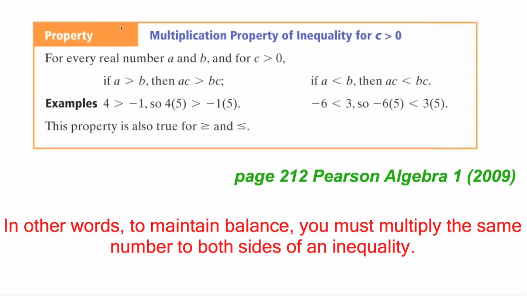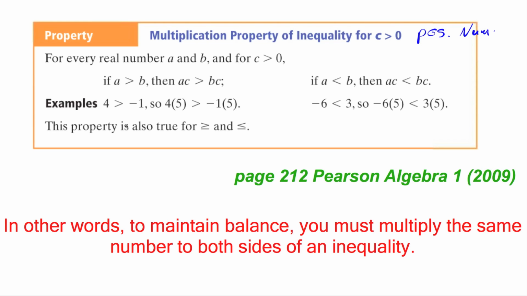Here we have a property of algebra, the multiplication property of inequality for c is greater than 0. Well, for c greater than 0, that means c must be a positive number, so this is really for positive numbers. Let me interpret that for you. For every real number a and b, and for c greater than 0, if a is greater than b, then a times c is greater than b times c.